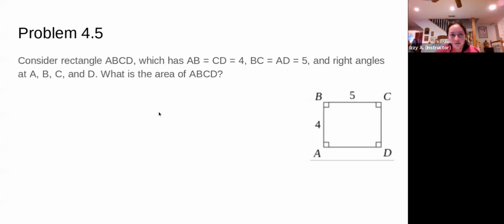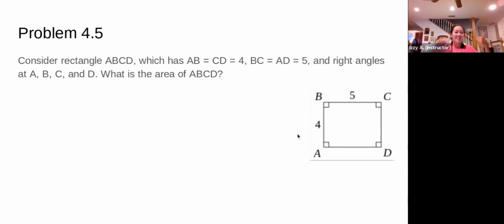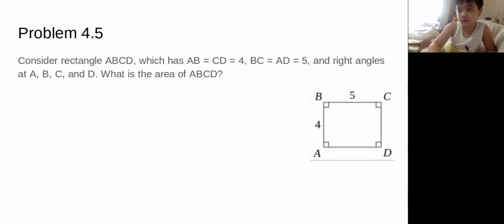Okay, so next we have problem 4.5. Let's consider rectangle ABCD, which has AB equal to CD, and that's equal to 4. BC, which is equal to AD, is equal to 5. I think the area is going to be 20. Yep. 4 times 5 equals 20.